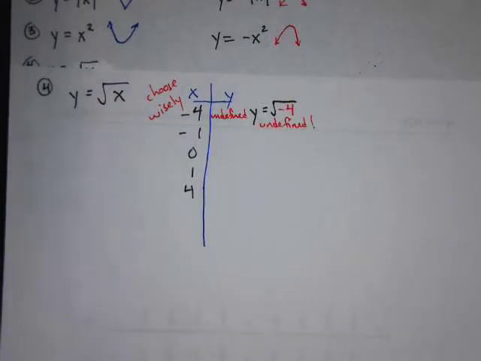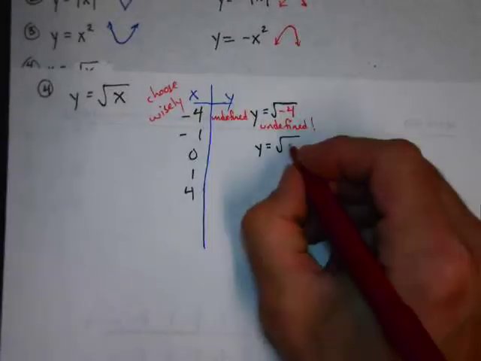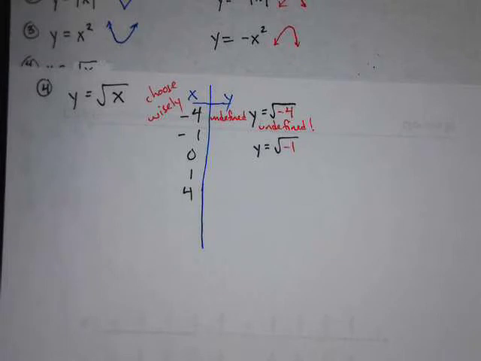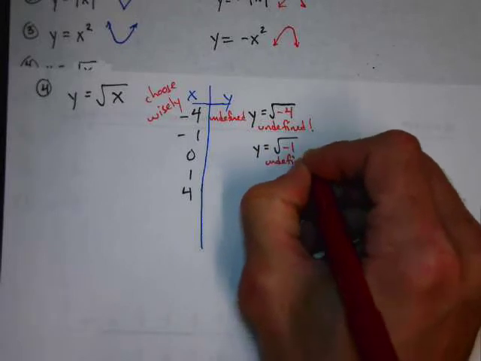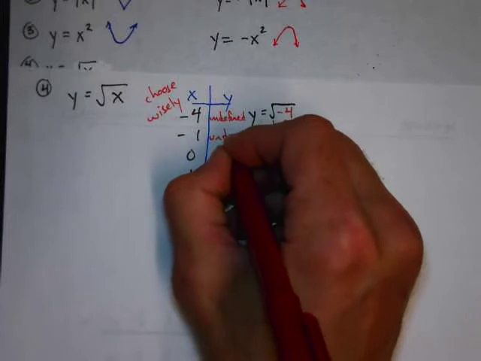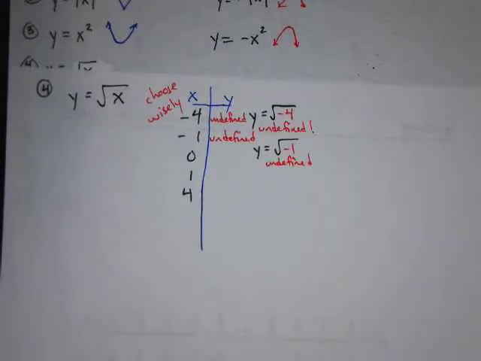So maybe the same thing will occur with plugging in negative 1. You plug in negative 1 for x, you get y equals the square root of negative 1, which is a very famous number. This is famous, but also undefined. It doesn't exist in the real world. It's not a real number, but it's a good famous number. We'll get to it later. So that's undefined. It can't happen.